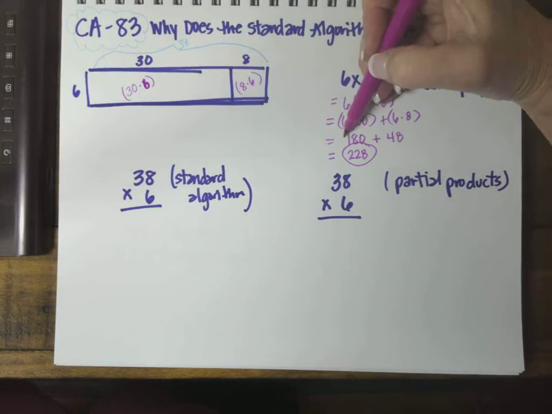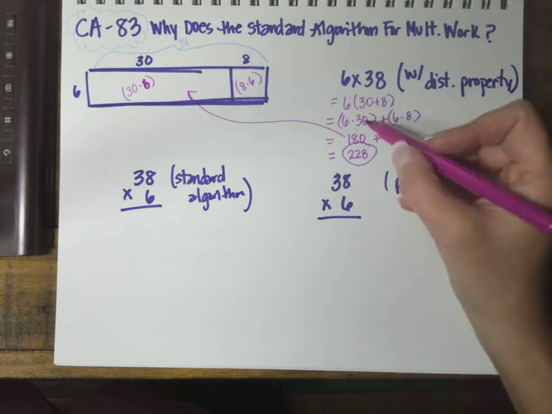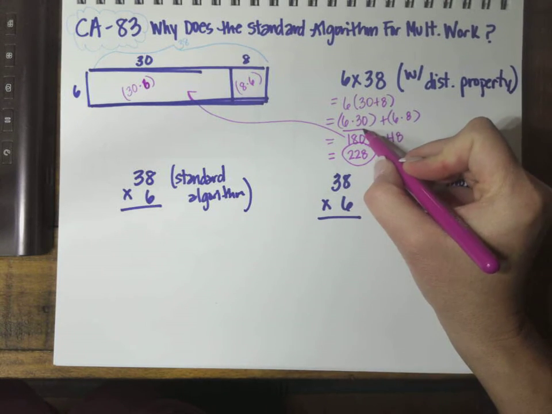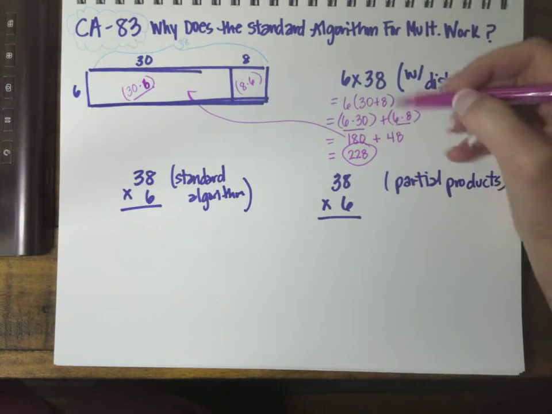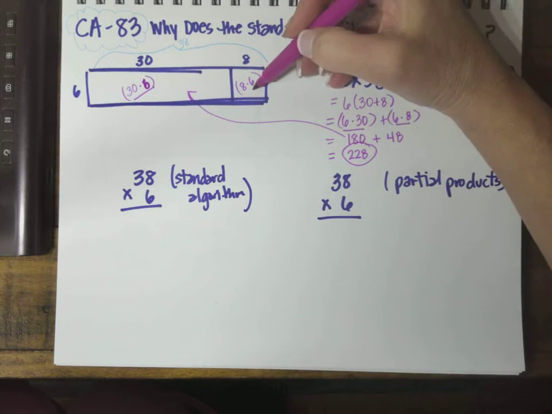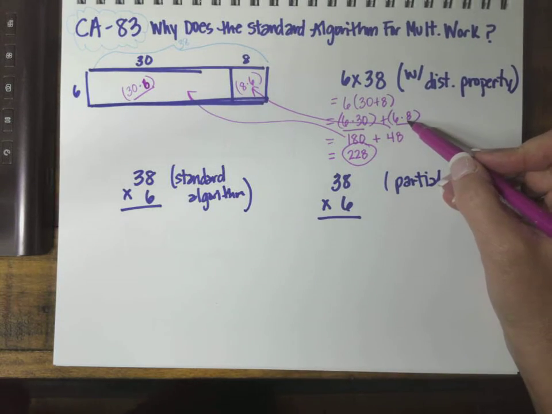So if you look over here, our 180 is going to show up in this section because we looked at 6 groups of 30, which is the same as 30 groups of 6. And our 6 groups of 8 is showing up here. There's our 48, because 8 groups of 6 is the same as 6 groups of 8.